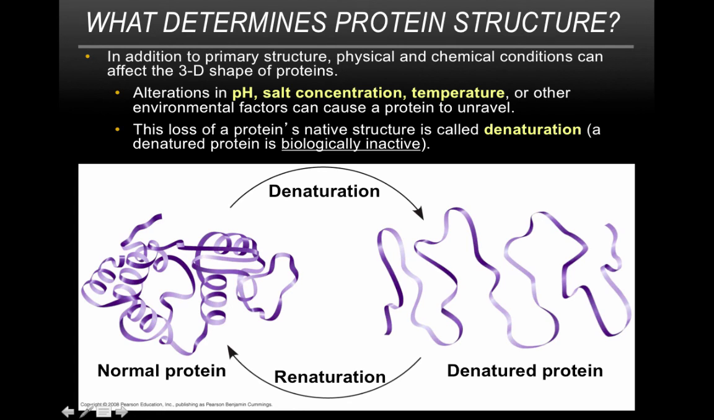In general, remember that swings in pH, salt, and temperature can cause denaturation or unfolding. So a protein with its specific three-dimensional shape just unravels and it no longer works. It is biologically inactive unless it can be renatured, which is not always possible.